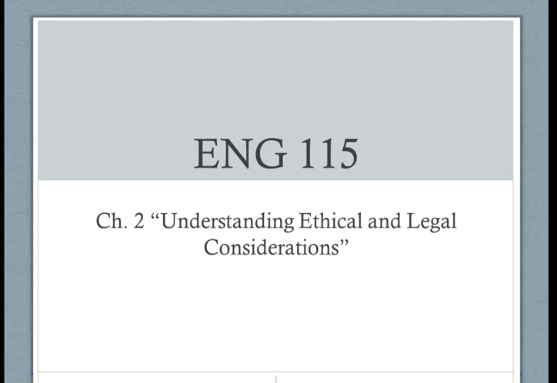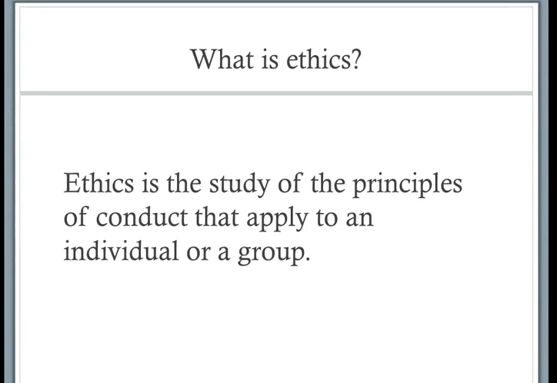Today's lecture is going to cover the ethical standards that you need to be aware of as a component of technical communication. So in order to talk about the ethical standards, we need to come to an understanding of what ethics is. A formal definition of ethics is the study of principles of conduct that apply to an individual or group.